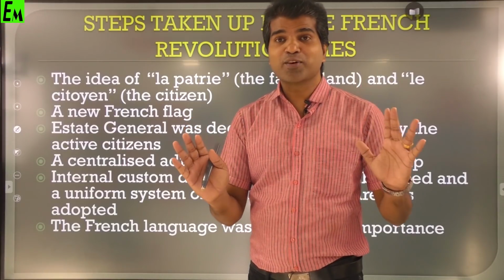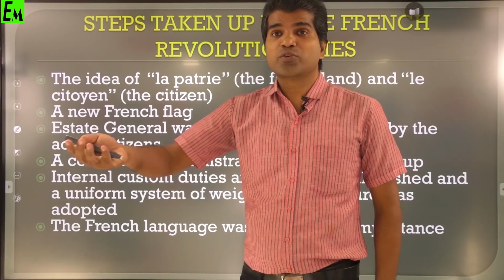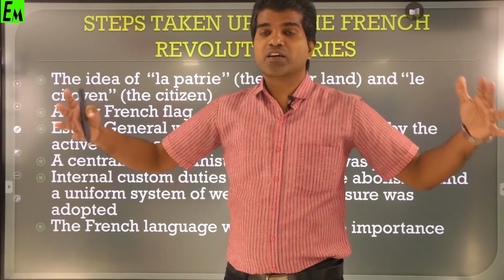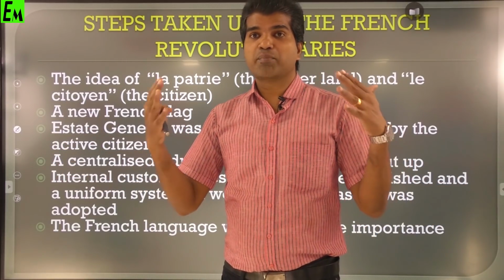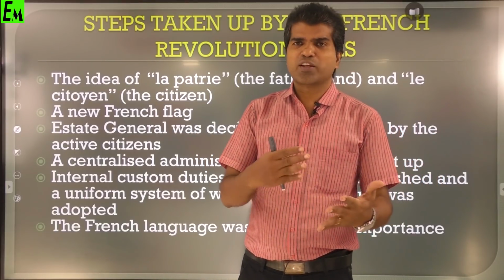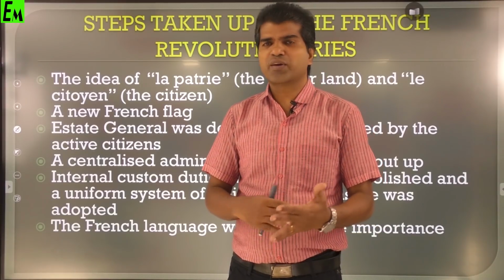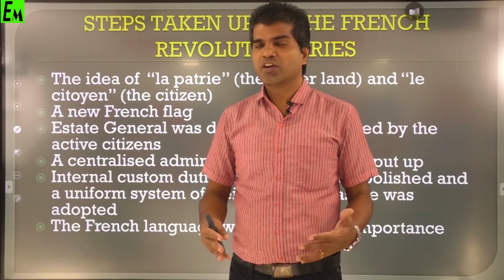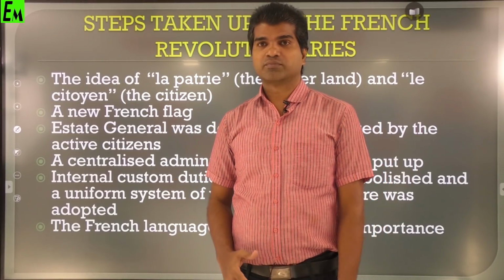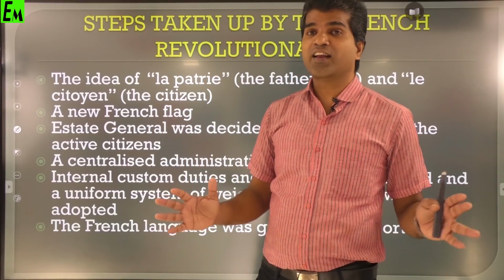The French revolutionaries wanted to attract more people to the revolution, overthrow the monarchy and make their own nation. You have seen in 9th standard the National Assembly, Robespierre being killed, another government, the Directory, and everything that came. So how did these revolutionaries move the people? The first step they introduced was la patrie and les citoyens.